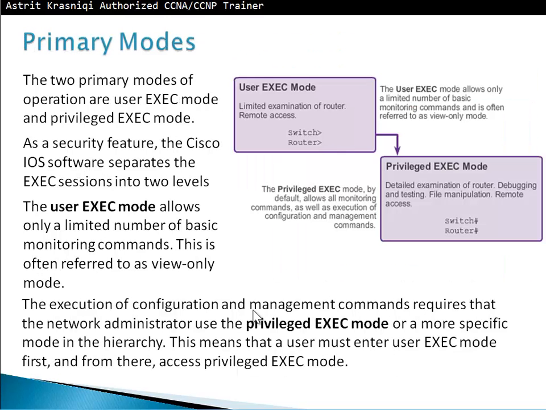So the two primary modes that we have are user exec mode and privilege exec mode, or for short just user mode and a privilege mode. As a security feature, the Cisco IOS software separates these exec sessions into two levels. The user exec mode allows only a limited number of basic monitoring commands. This is often referred to as view-only mode. The execution of the configuration and management commands require the network administrator use a privileged exec mode, or more specific mode, in the hierarchy. This means the user must enter the user exec mode first, and then from there access privileged exec mode.